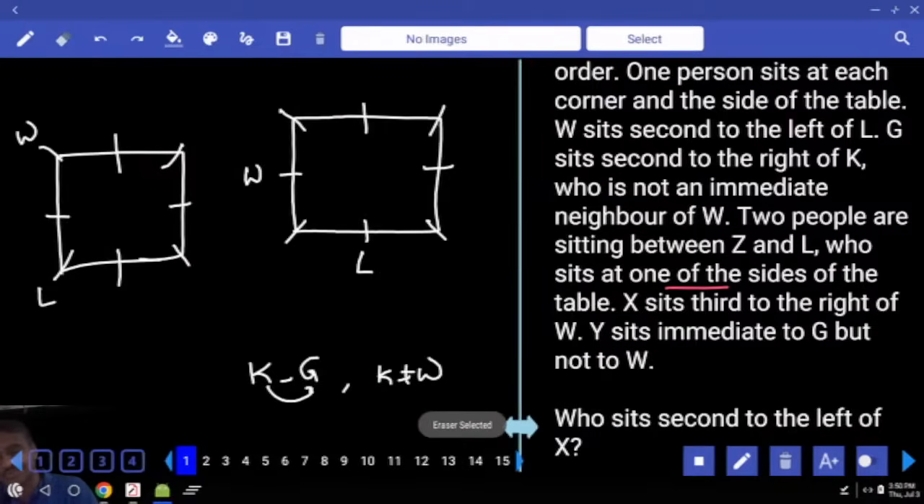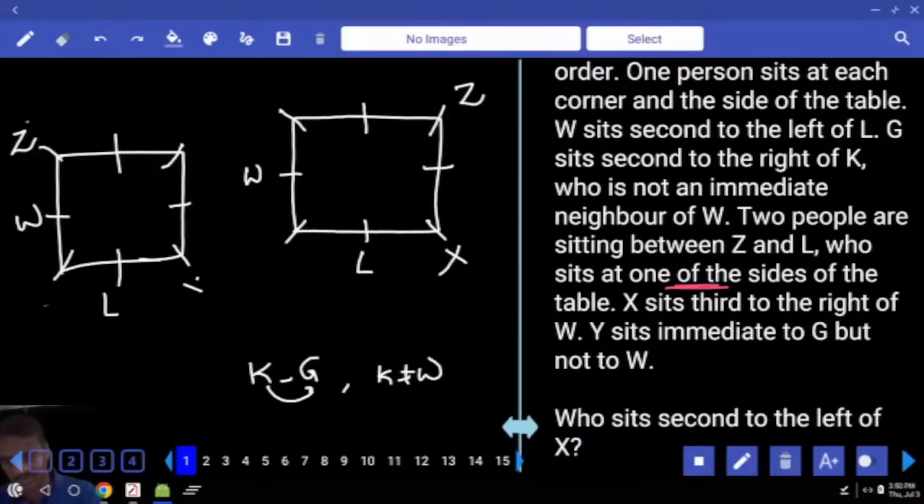Now in this case, let us take Z and L with two people between them. How many possibilities do we have? Z can be here, that is one possibility, or Z can be here, this is another possibility. Clear? Two persons between L and Z. X sits third to the right of W, so X is here. Then G and K must be in the alternate places.